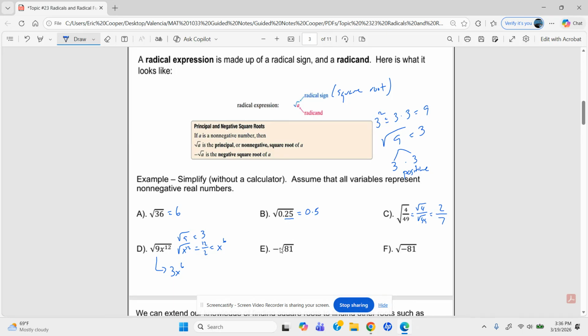Here I'm doing the opposite of the square root of 81. Well, the square root of 81 is 9, but it wants the opposite here. So when you see the negative on the outside, it's asking for the opposite.